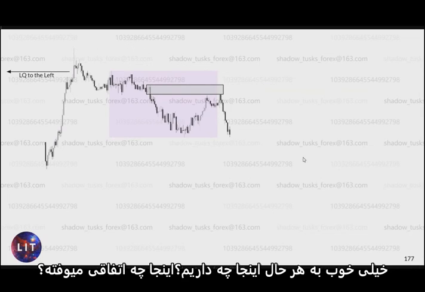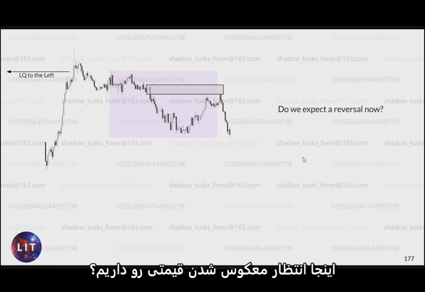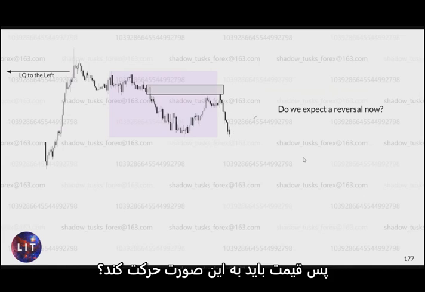Makes sense. So anyways, what is going on here? What are they doing in here? Of course, they're faking a double bottom, right? So what is going to happen? Do we expect a reversal now? So should price pretty much go like this now?